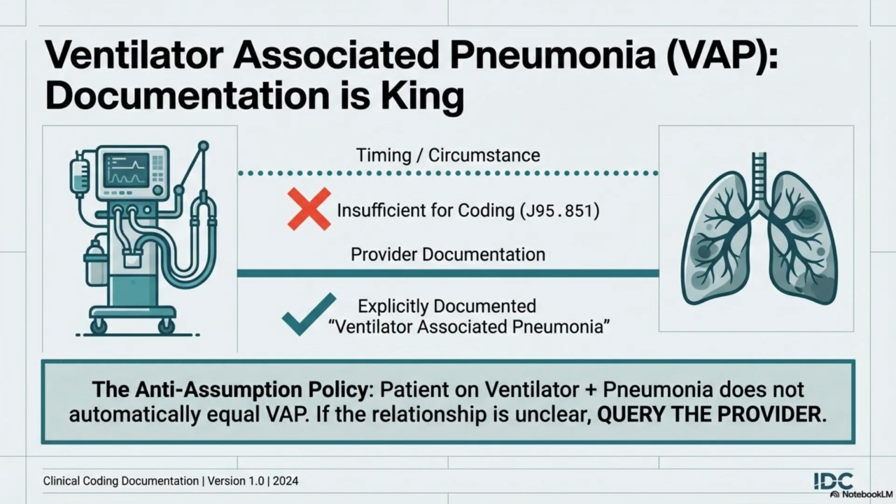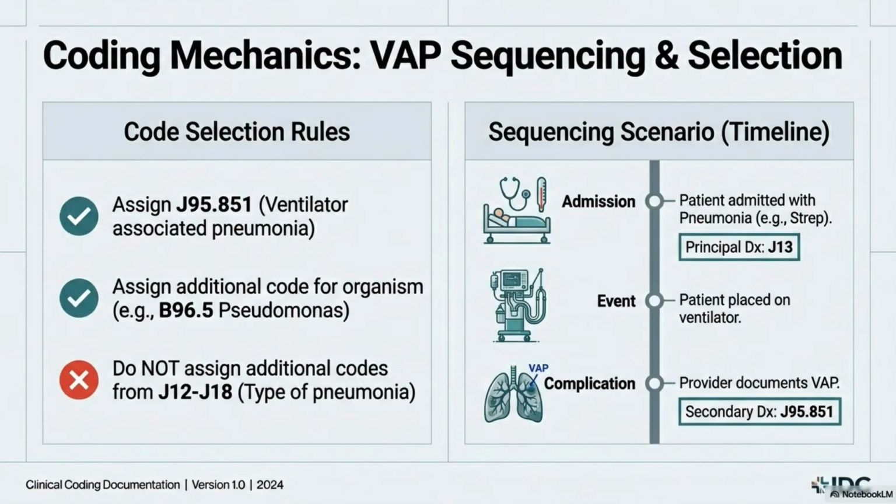Ventilator-associated pneumonia is one of the most documentation-sensitive diagnoses in ICD-10-CM. Just because a patient is on a ventilator and has pneumonia does not mean you can code VAP. Timing alone isn't enough, you need explicit documentation of ventilator-associated pneumonia. If the relationship isn't clear, you query. No assumptions allowed. When VAP is documented, here's the coding workflow.